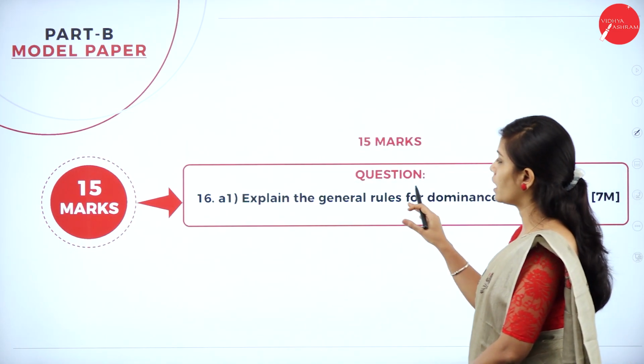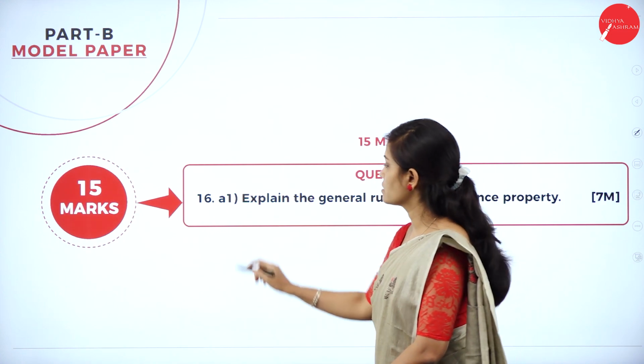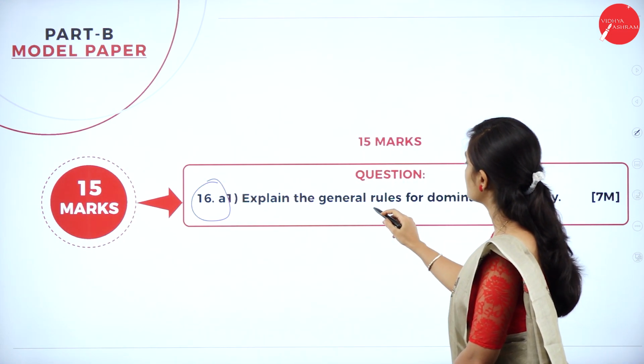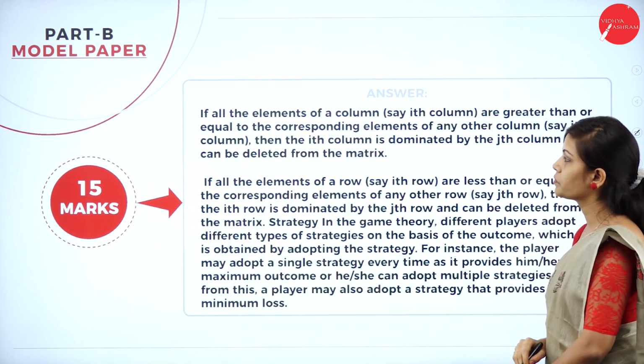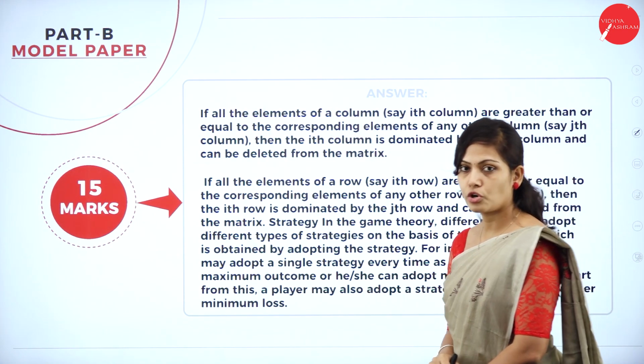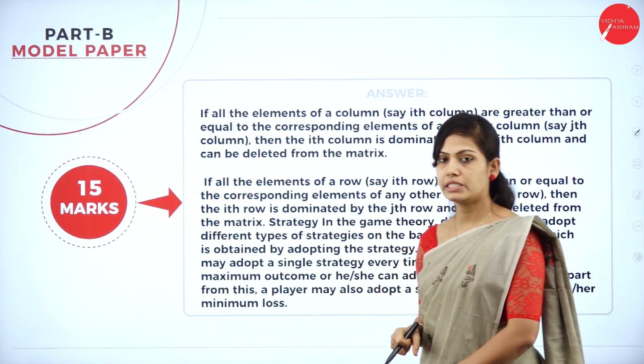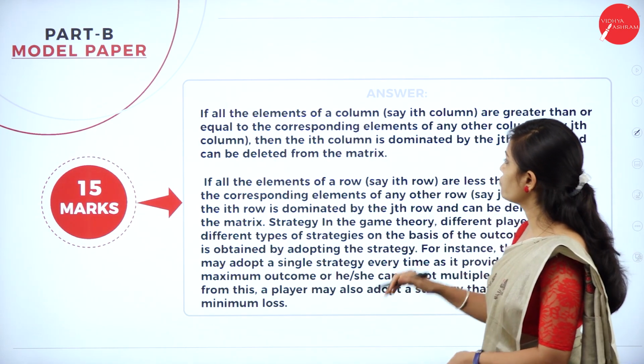And the last question is the 16th question, A1, A2 and B1, B2. Explain the general rules for dominance property. I have explained this dominance property for game theory. Here we are using the strategy. So what are the steps you have to use?